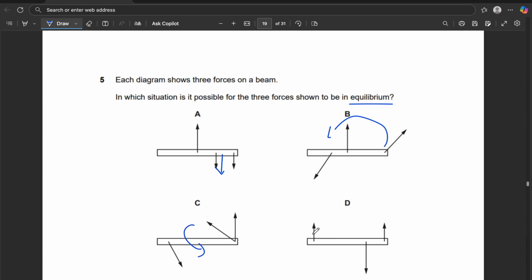So for D, you know that the resultant force could be 0, and for the moment, these 2 upward forces will make it go upwards, but this one is going to make it go downwards. So they're going to cancel each other out. So D is more sensible than 2 forces concentrated on one side. So it'll be D.